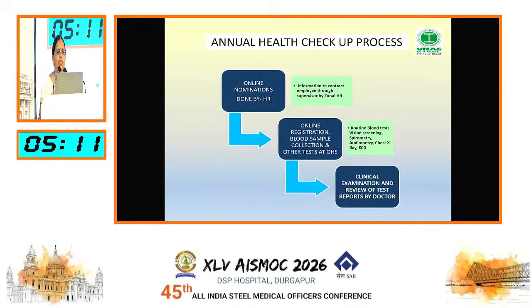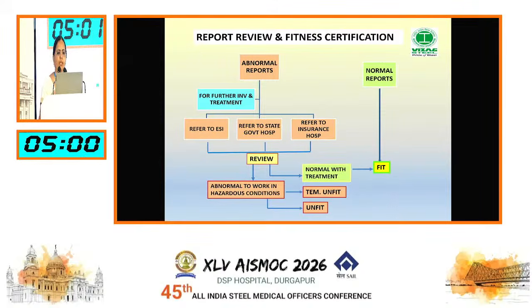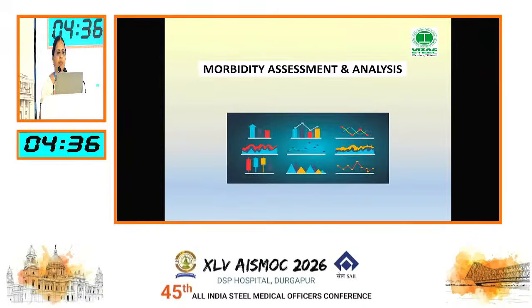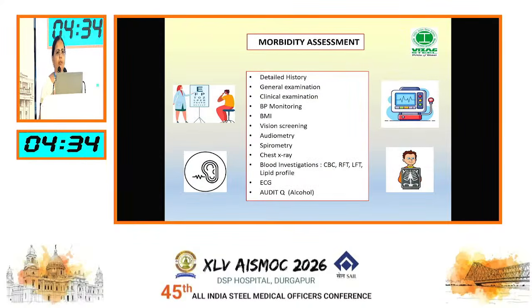This is an annual checkup process. Online nominations are sent through HR, and all the tests are done at OHS, with clinical evaluation by the doctors. If all the tests are normal, the contract employee is given fit. If there are abnormal reports, they are referred either to ESI hospital, state government hospital or insurance hospital, and again reviewed. If normal with treatment, they are given fitness. If abnormal, as per the reports, they are given either temporarily unfit or unfit for hazardous operations. Morbidity assessment is done in the following way.